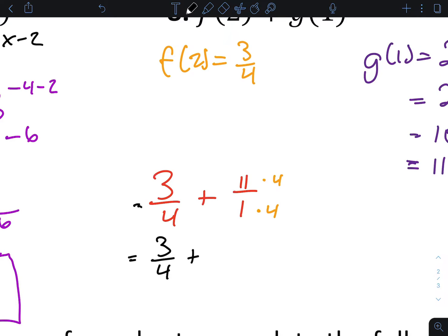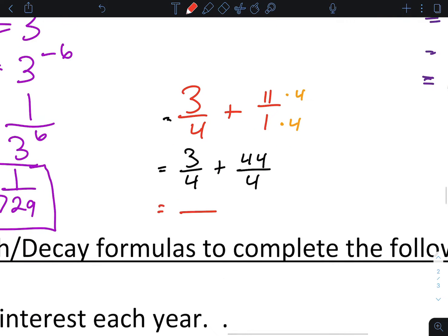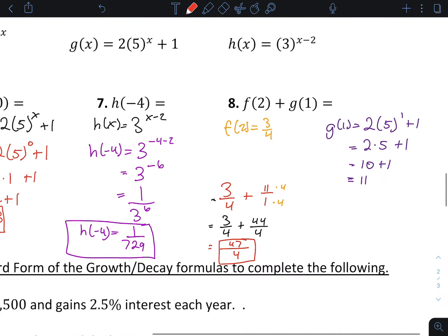That first stays the same, but this second fraction now becomes 44 over 4. Now that we have common denominators, this is nice because I can just keep the bottom the same and add the top. So 3 plus 44 is just 47. And keep it as a fraction.